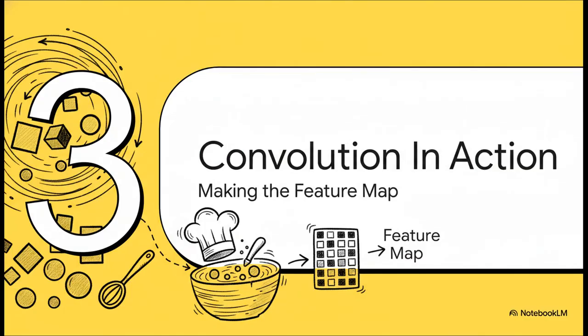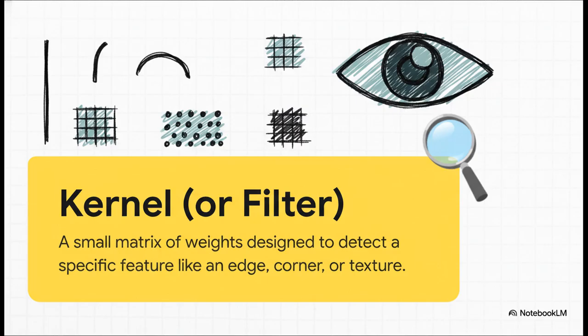All right, so we have our ingredients. Now let's step into the kitchen and see exactly how they all come together to create that final dish, the feature map. So what is this kernel, really? It's just a small grid of numbers, a tiny matrix of weights. But here's the cool part. It's been specifically trained to spot a single tiny feature. So one kernel might be an expert at finding vertical lines, while another one is a total pro at finding a certain curve or texture.